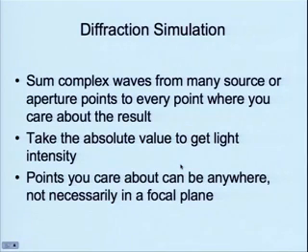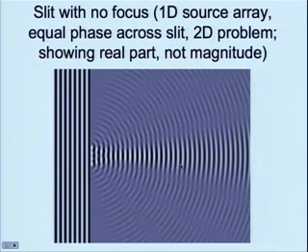So if you just sum a bunch of spherical radiating waves from some set of source points that could be in an aperture or something like that, and you sum them in all the locations you care about, as complex waves and then take the absolute value, you'll get the light intensities. And those places you care about don't have to be in the focal plane, which I'll illustrate in a second here. So for example, you can do the pattern of diffraction from a single slit here.